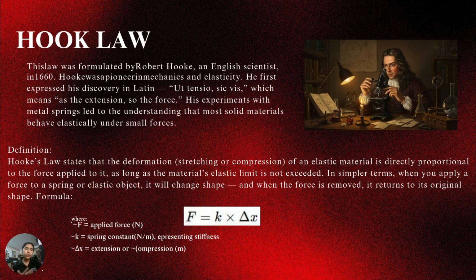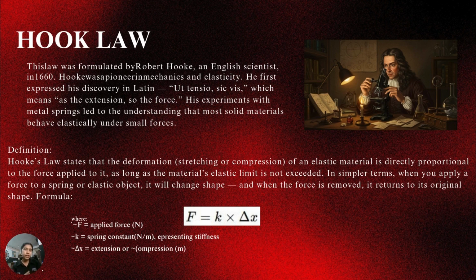Okay, now we will talk about Hooke's law. This law was formulated by Robert Hooke, an English scientist, in 1616. Hooke was a pioneer in mechanics and elasticity. He first expressed his discovery in Latin, "ut tensio sic vis," which means "as the extension, so the force." His experiments with metal springs led to the understanding that most solid materials behave elastically under small forces.